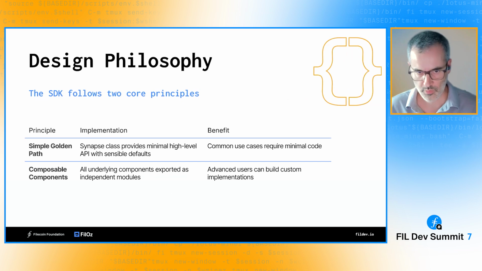The SDK follows two simple core principles. The first one is to have a simple golden path that provides a minimal, high-level, simple API with sensible defaults that you can use right away and start playing with the SDK. The other one is to have all the components composable. So you can go into the individual modules and build your custom implementations and your advanced user flows.